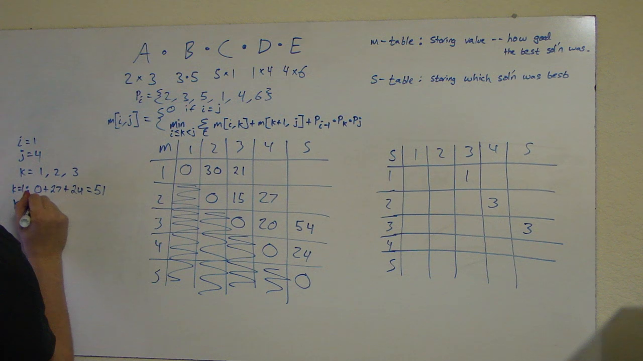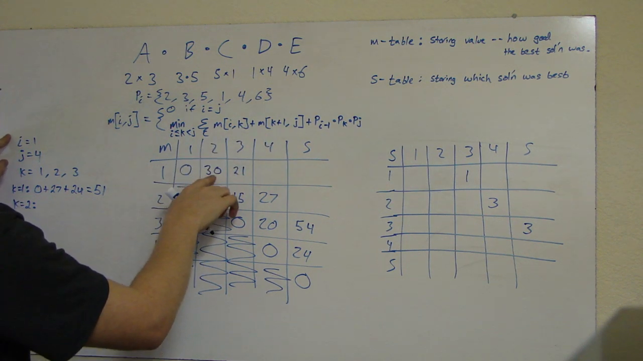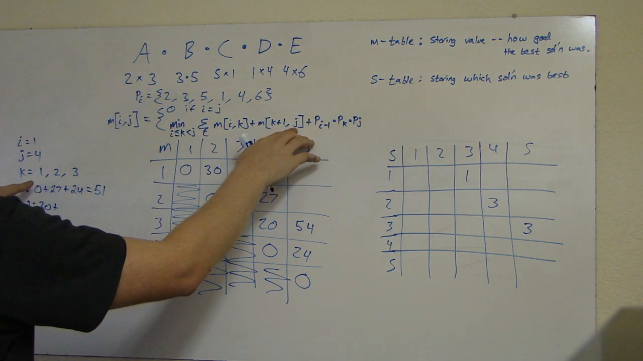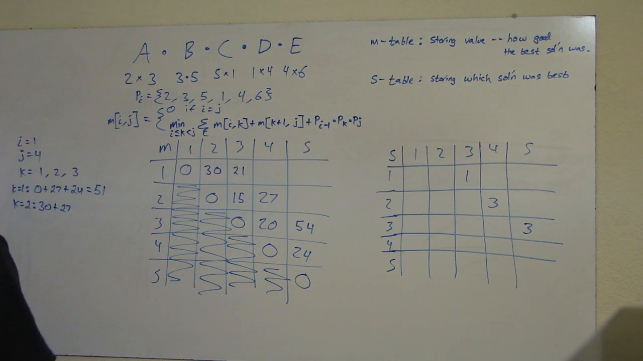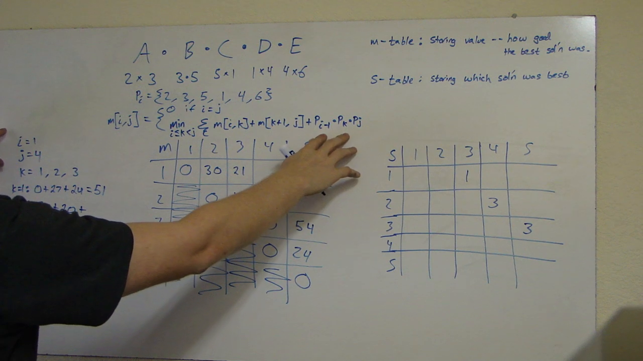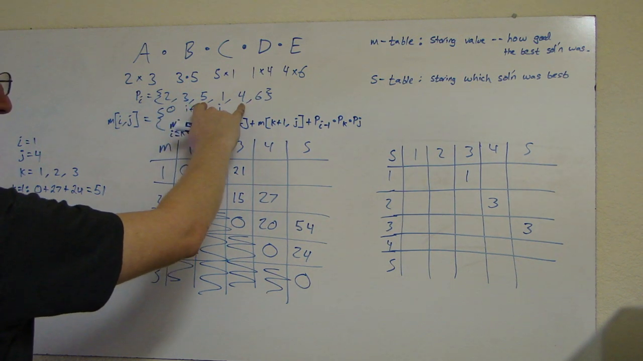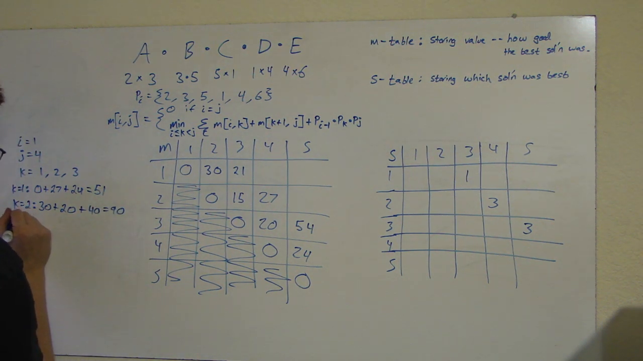K equals 2, we would have M of 1, 2, which is 30, M of 2, 4, which is 27, seems odd that I'm getting the same thing. Oh no, excuse me, it's M of 3, 4, which is 20. And P0 times P2 times P4, which is 2 times 5 times 4, for a total of 40, which is 90.